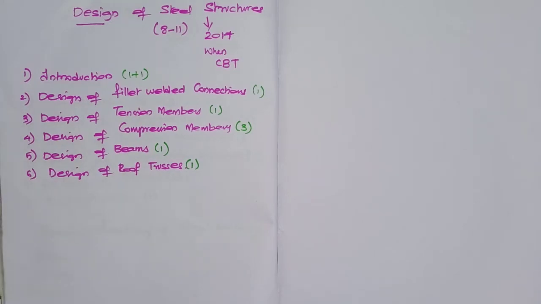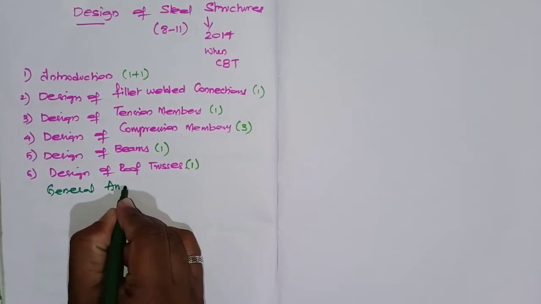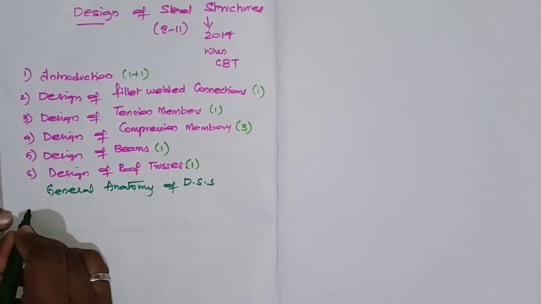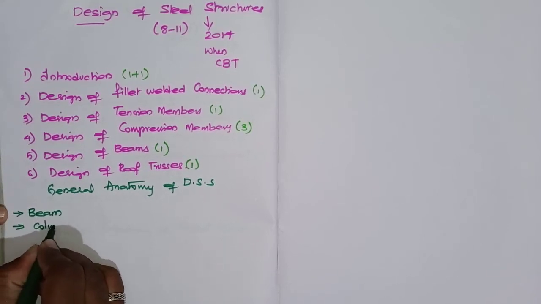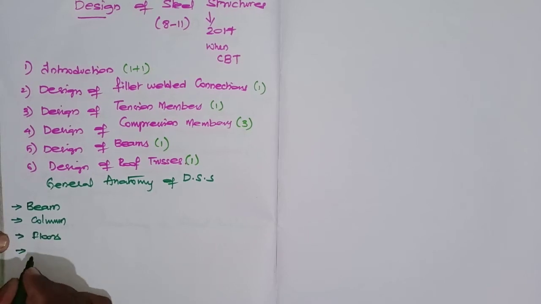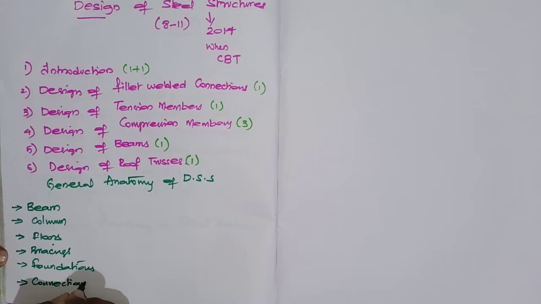Generally, we'll see some of the general anatomy of steel structures. It means you will be designing a beam, next a column, next in general roof, floors, bracings, foundations, and next one is connections. So these are the general anatomy of a steel building.